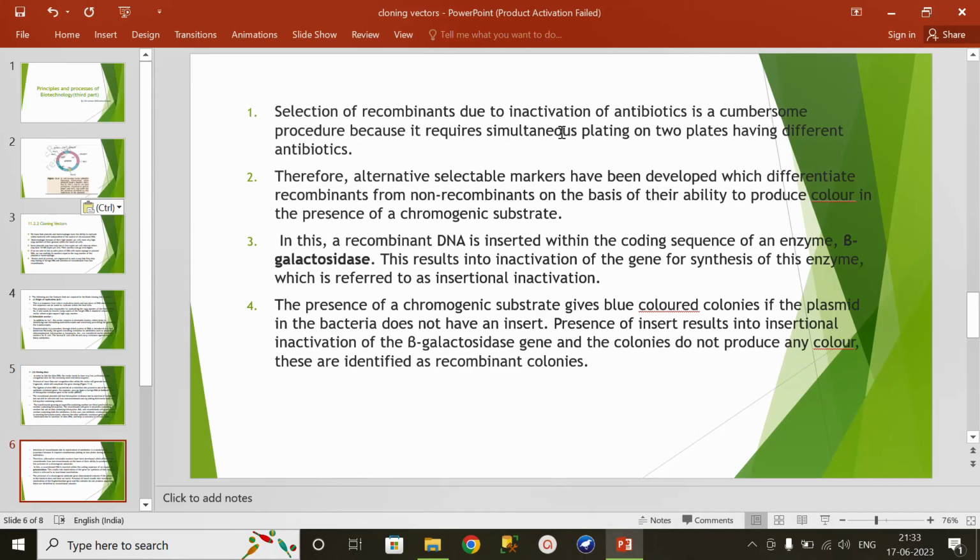Selection of recombinants due to inactivation of antibiotic resistance is a cumbersome procedure because it requires simultaneous plating on two plates having different antibiotics. Therefore, alternative selectable markers have been developed which differentiate recombinants from non-recombinants.